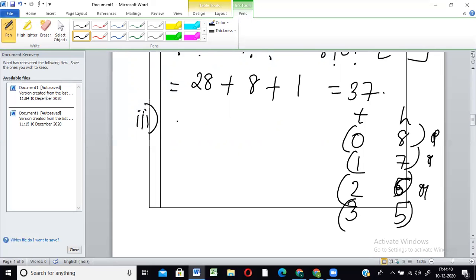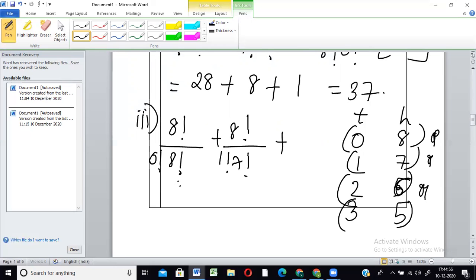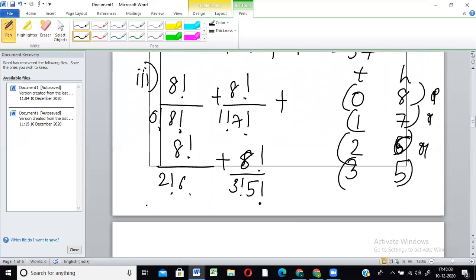And the first one, we will write it like how we wrote it in the previous sum. 8 factorial is a total, that is n factorial upon n1 factorial into n2 factorial. So that is nothing but 8 factorial upon 0 factorial into 8 factorial, plus 8 factorial upon, now this one, 1 factorial into 7 factorial, plus 8 factorial upon 2 factorial into 6 factorial, plus 8 factorial upon 3 factorial into 5 factorial. Okay, so all these sums you will have to calculate the answer.